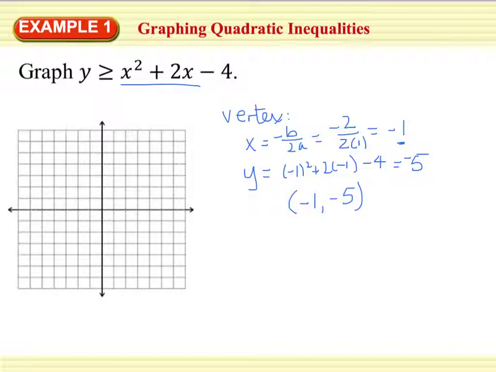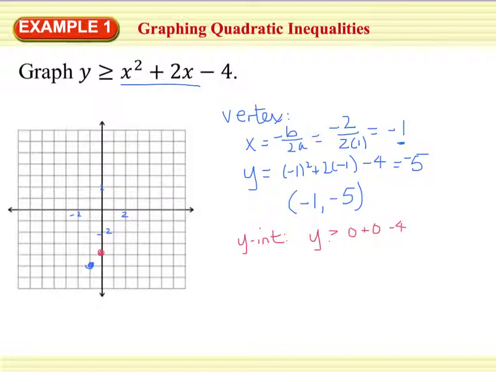Now I'm going to assume that each interval on my graph is a unit of 1, and I'm going to go ahead and plot my vertex at negative 1, negative 5. So I get a point right there. I can quickly calculate my y-intercept because if I set x equal to 0, I can solve for y. So y is greater than or equal to 0 plus 0 minus 4. So I have the coordinate point 0, negative 4.